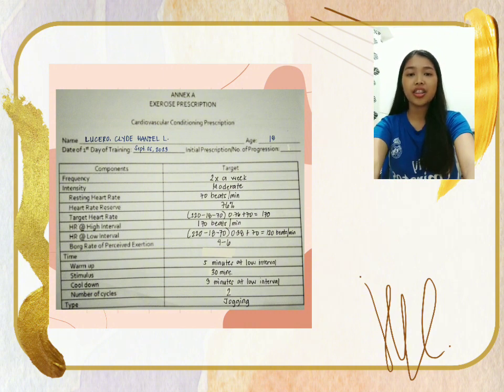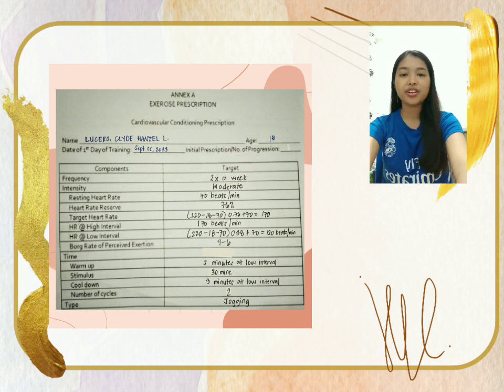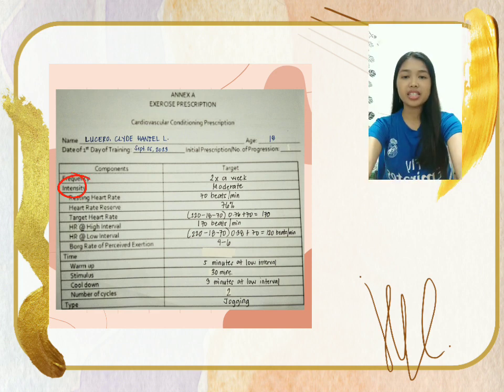As you can see under the column of components, we use FITT, or frequency, intensity, time, and type. In the second column, we have the target. First is the frequency. The target for this exercise prescription is twice a week, considering my available time as a college student. For intensity, I choose moderate activity.